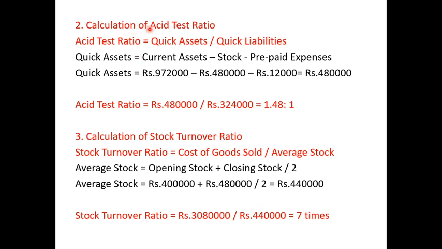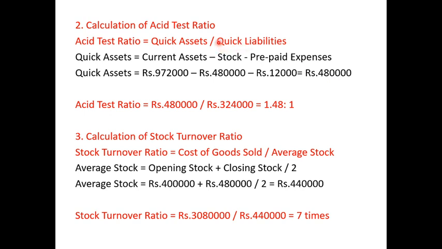Next, we have to calculate the acid test ratio, also called the quick ratio or liquid ratio. The formula for this is quick assets divided by quick liabilities. We have to calculate the quick assets. The formula for quick assets is current assets minus stock minus prepaid expenses. Current assets we have already calculated. From this we have to deduct the stock and prepaid expenses. Now the quick assets is rupees 4,80,000.